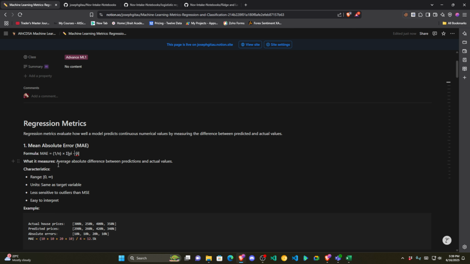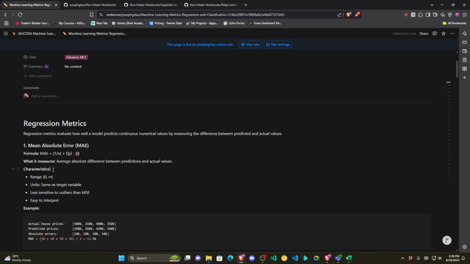So for mean absolute error, this is the formula. You take 1 divided by the total samples that you have in your data set, multiplied by the summation of your actual minus the predicted values. So what does the mean absolute error measure? It measures the absolute difference between predictions and actual values. So you can see over here we are getting the absolute difference between the actual and predicted values.